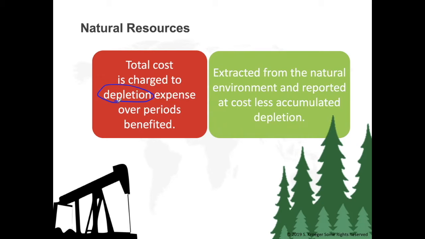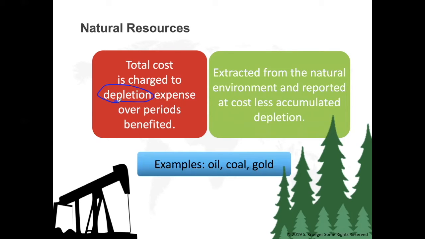Very similar to the other assets, if we have a building, we'll depreciate it, and we'll offset it with accumulated depreciation. Same thing, but instead of the word depreciation, we're using the word depletion. We're going to have the asset on our books. We're going to use depletion expense each year and offset it on our books using accumulated depletion. Some examples of natural resources: oil, coal, gold, iron, timber, that type of stuff.